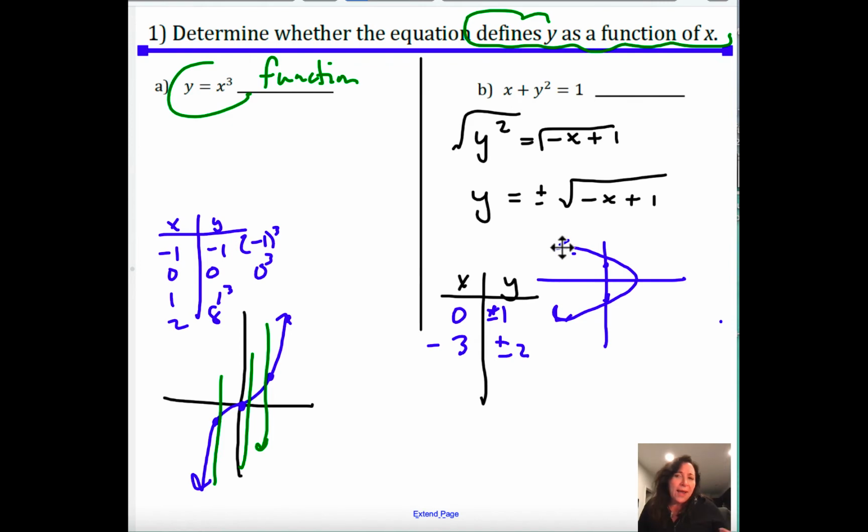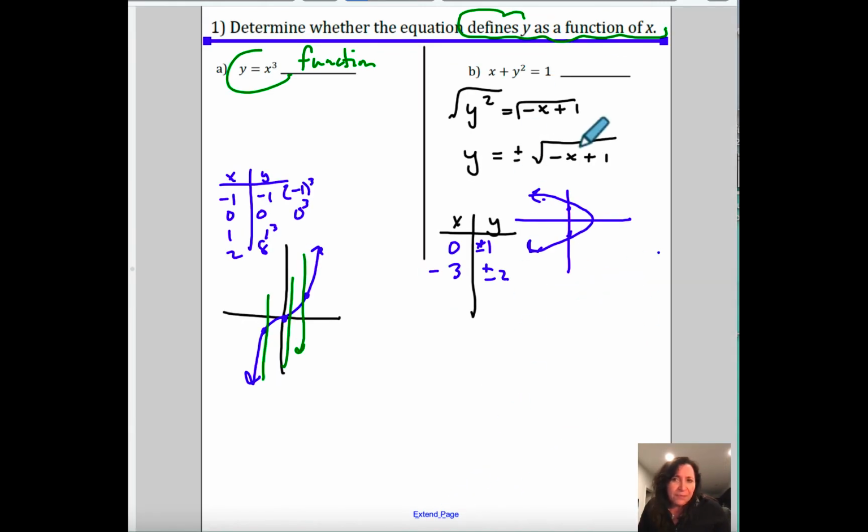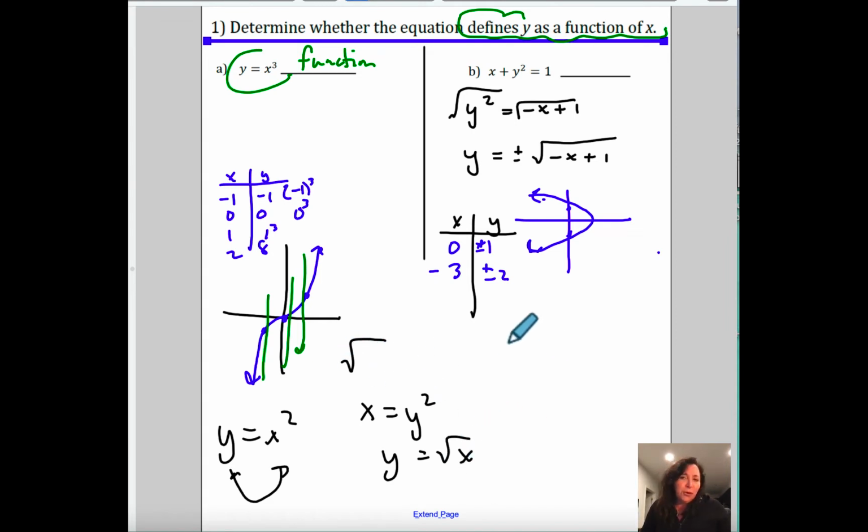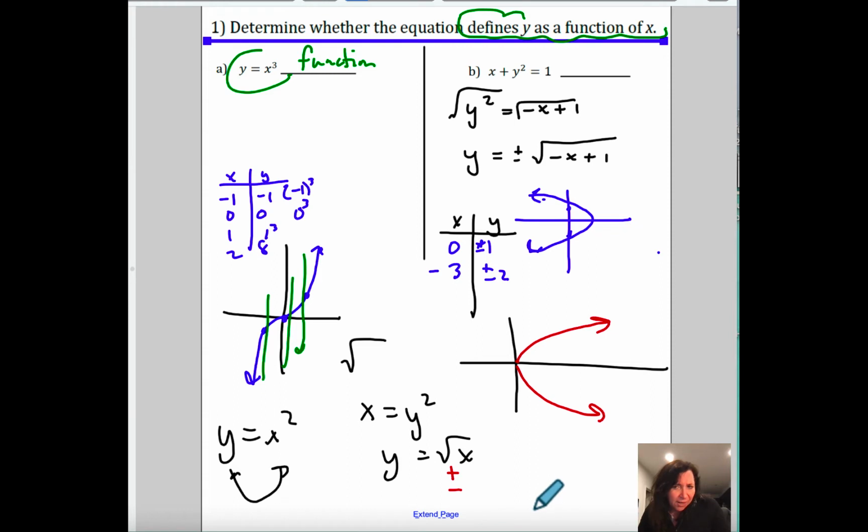Why do I think it looks like this? Let me tell you why. When you're graphing a square root, if you had y equals x squared, that's a parabola, and it's going to go like this. But if you have x is equal to y squared and you were graphing that, you're going to solve for y and get y is equal to the square root of x. The square root of x is going to look like a sideways parabola. And for every value that you plug in here, you get two answers. You get a plus or you get a minus.